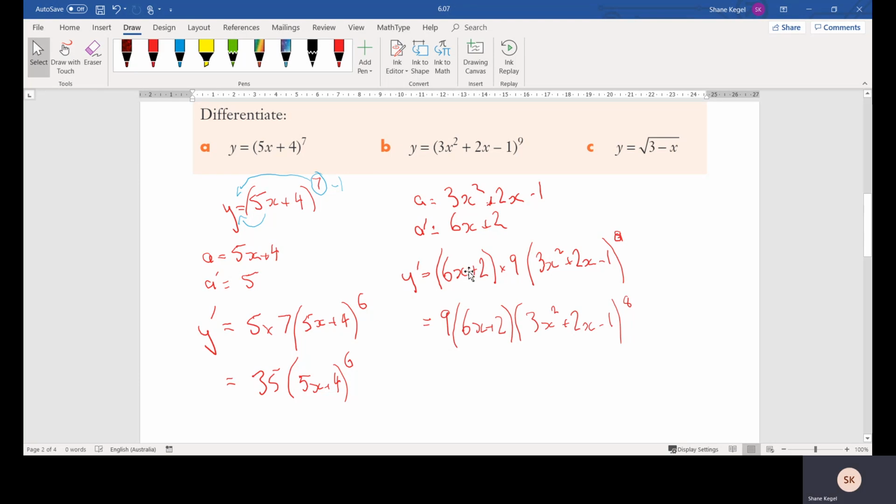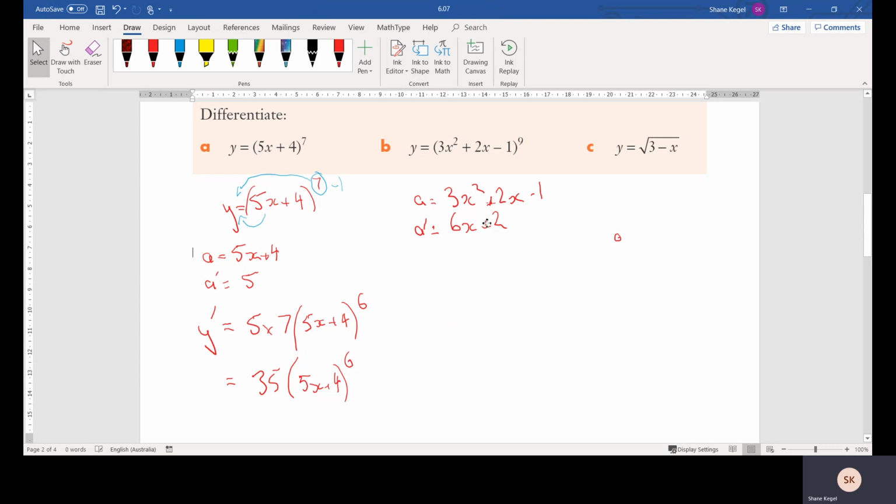Perfect. So let's get rid of this. Let's do part C. So looking at part C now. Okay, so this is currently as a surd or as a square root. So what I want to do is use my knowledge of indices to recognize that this is essentially 3 minus x to the power of a half. So finding the square root is the same as raising to the power of a half. And now that I have this, I treat it just like normal.